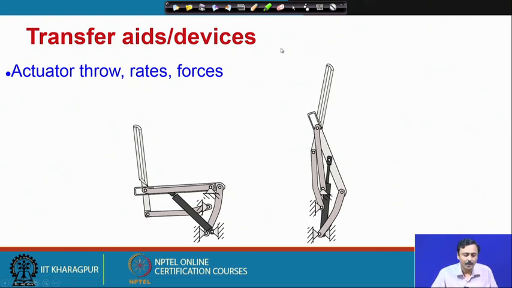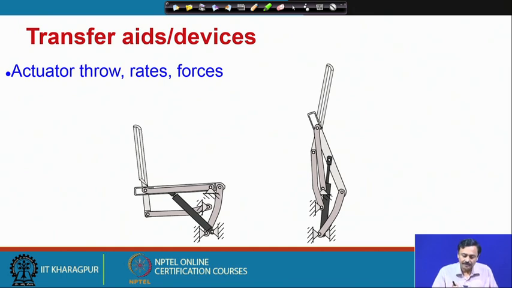What are the requirements for this kind of mechanism? What is relevant for our study? For example, you can ask the question how much the actuator should expand in order to go from the sitting position to standing position. So, the actuator throw. Second is the rate at which this actuator should expand. It should be at a comfortable level, it should not push a person too hard, and especially when the person has come almost to a standing position, it should not have very high velocities. So, it pushes the person in front.